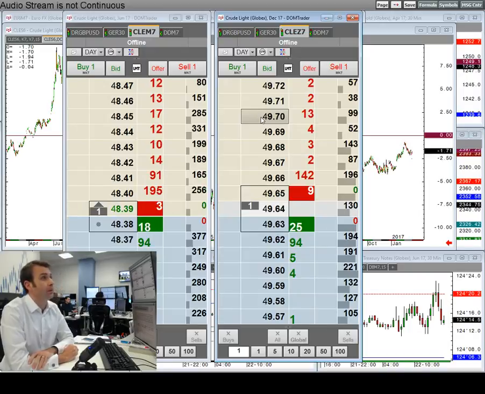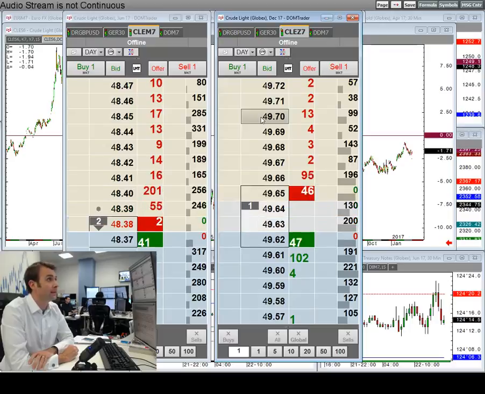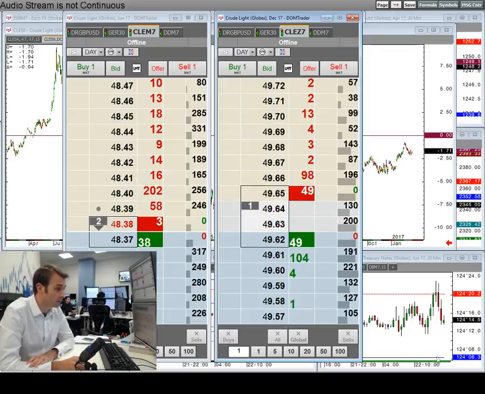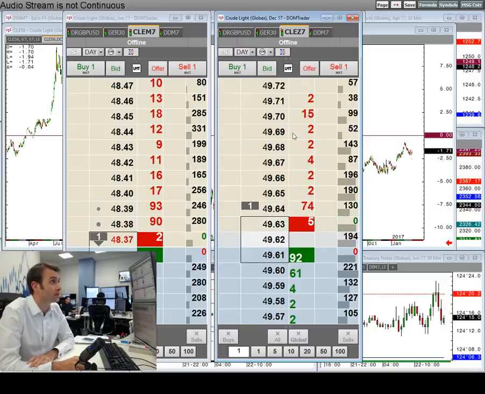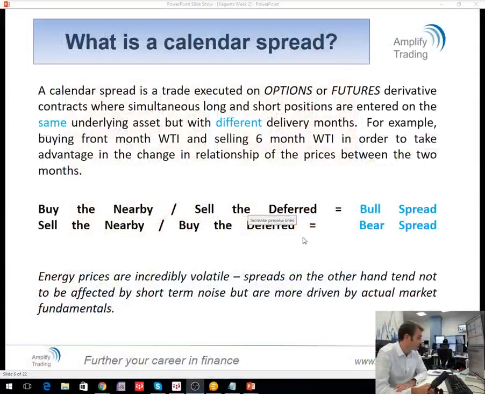Now, that's important that the price of oil is higher in December than it is in June 2017, as I'll come to when I cover the theory. But by all means, you can try out the different months and see how the prices change over time. So back to the theory. For example, if buying the front month WTI and selling the 6-month WTI, you might want to take advantage in the relationship in prices between those 2 months.